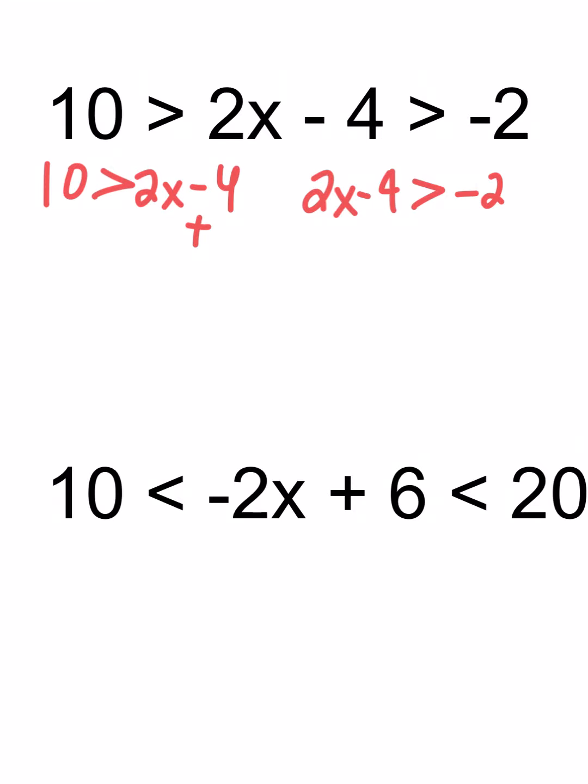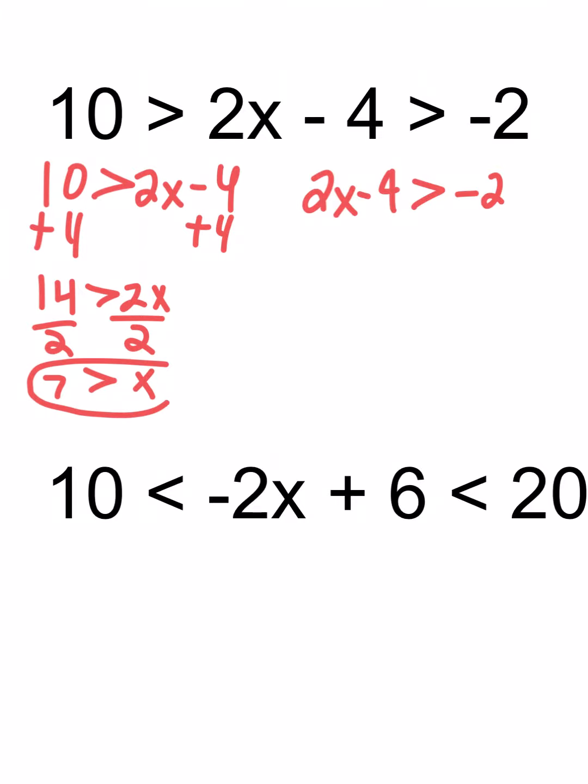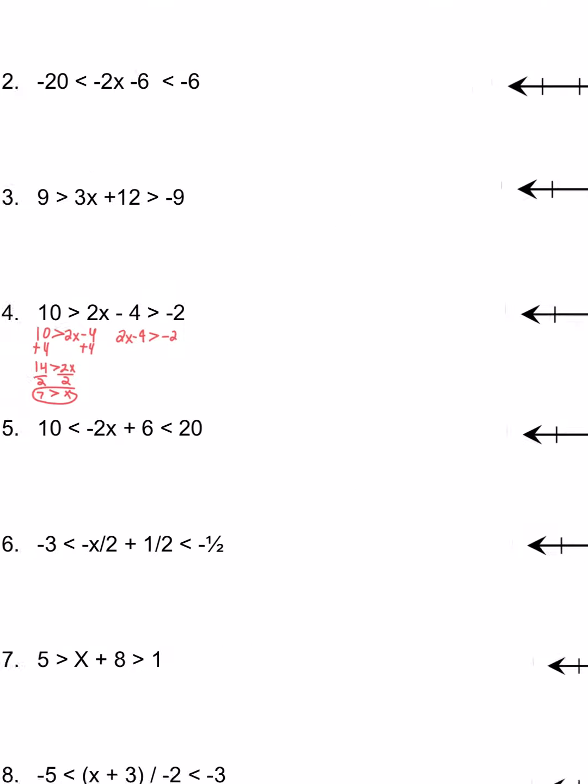We'll start by adding 4 to both sides, so that we get 14 is greater than 2x. Divide by 2, and you get x is less than 7. Let's plot that on the number line. X is greater than 7. Let's say that this is 7. If x is greater than 7, then we'll have an open circle going to the right.